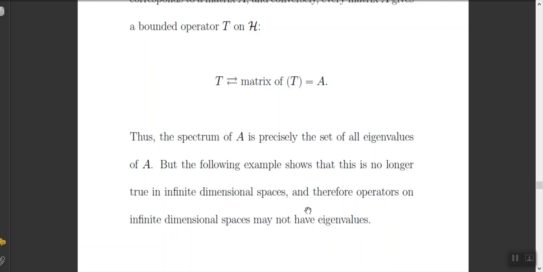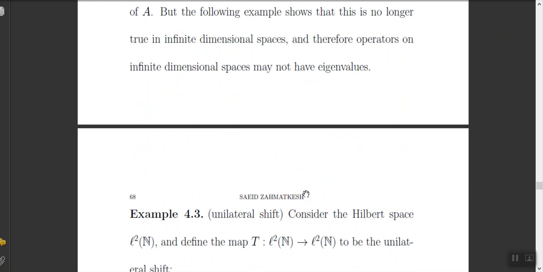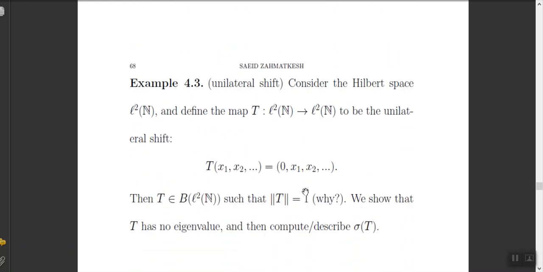So next, we are going to talk about a very important and interesting example of the spectrum of a bounded linear operator on an infinite dimensional Hilbert space.